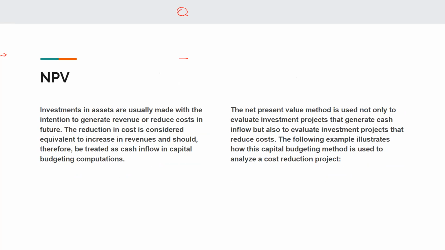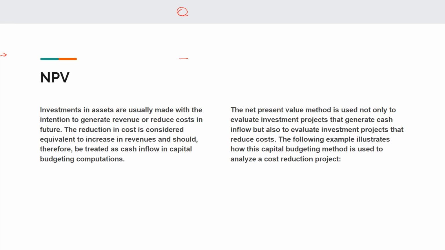Now, when we invest in assets, the intention is to generate revenue later on, just like what they did with that additional equipment, or it could be to reduce cost as well. The reduction in costs is usually considered to be equivalent to an increase in revenue, because if you reduce costs, then you have a bigger margin of profit. And because of that, it is treated as a cash inflow when we're looking at capital budgeting computations.